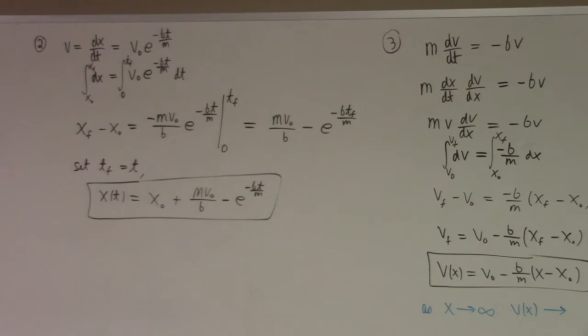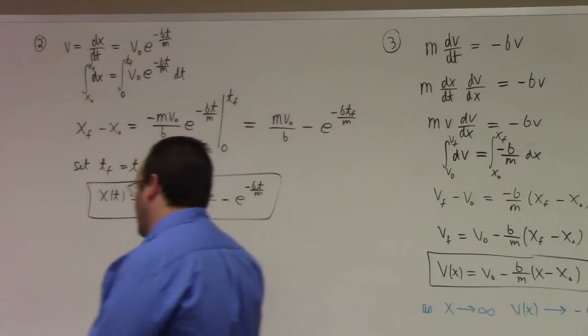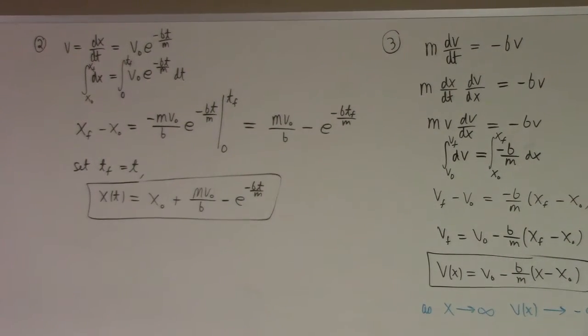Would it get smaller? It would get very, very large and negative. I mean, it would go to minus infinity, I think. Right? What happens over here as t goes to infinity?